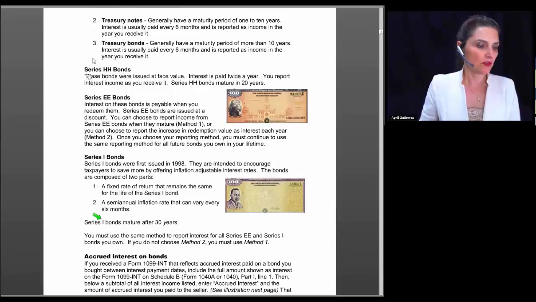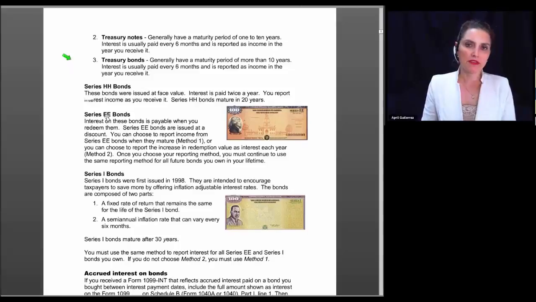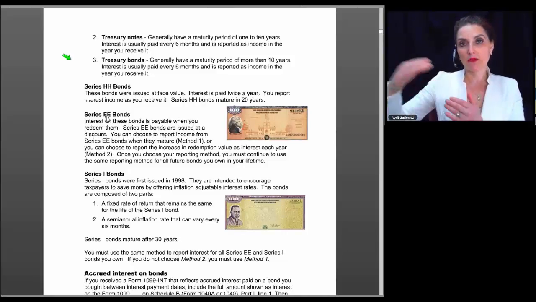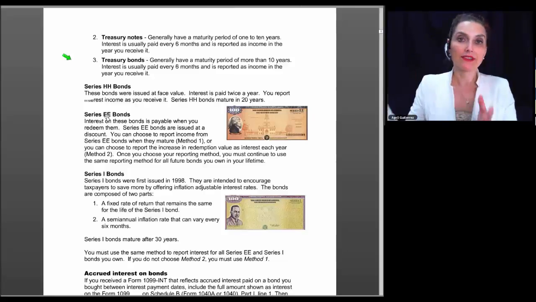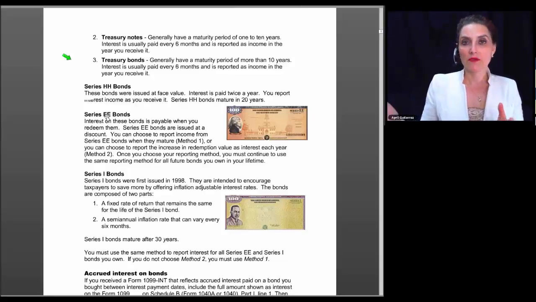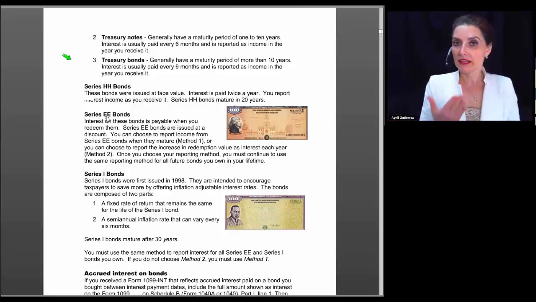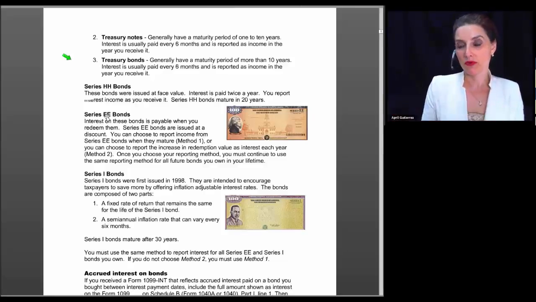And then finally, we have Treasury bonds. These generally have a maturity period of more than 10 years. Interest is usually paid every 6 months and is reported as income in the year you receive it. Now, the interesting thing about these T-notes and T-bonds is that when you purchase them, you're usually purchasing them for less than their maturity price. The difference between what you pay and what you redeem them for at maturity is actually going to be interest income. And so your basis in a bond usually is the same as the selling price of the bond because any difference between the purchase price and the sales price is reportable as interest.